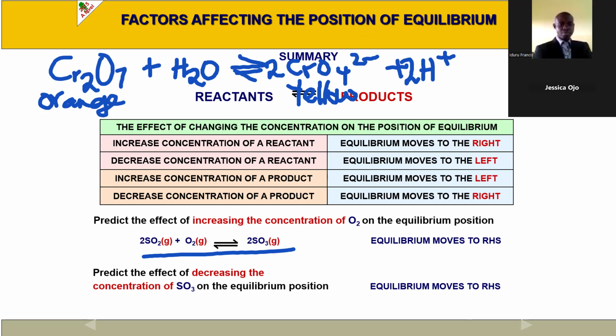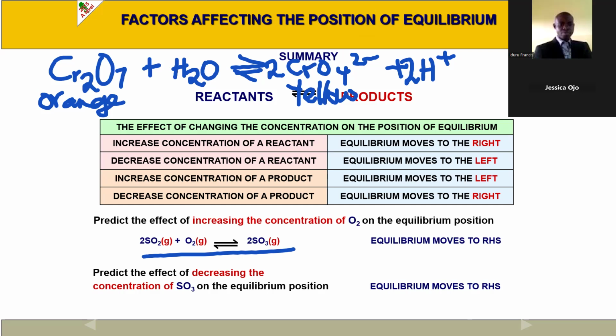Or do you mean the equilibrium? What will shift? Yeah, that is what I mean. Oh, I'm sorry, it will shift to the right. Okay. So what do you observe when you increase Cr2O7 2 minus? Okay, I understand.